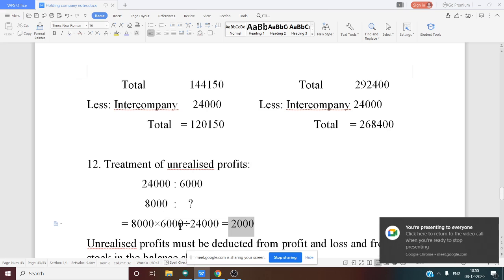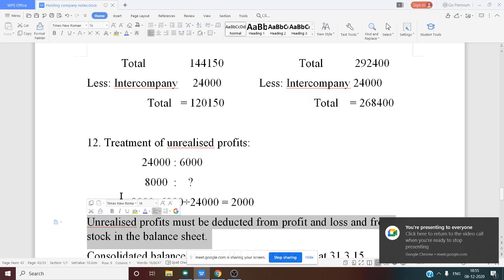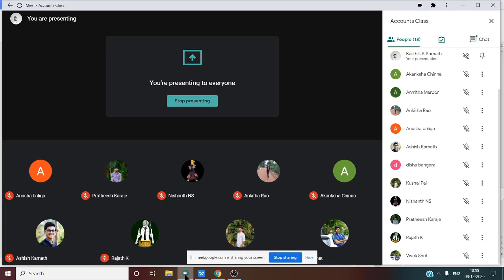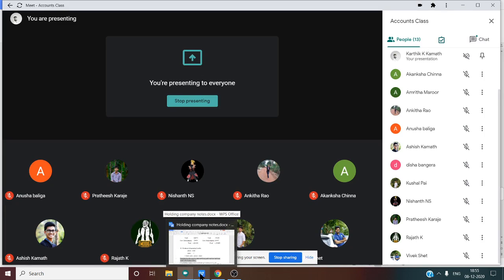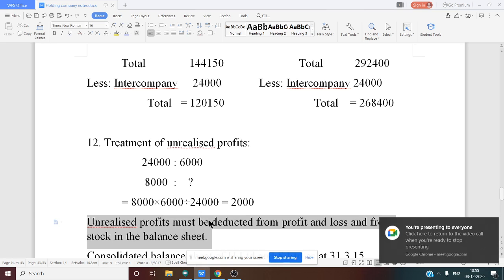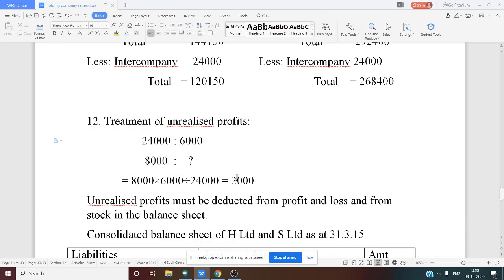So this unrealized profit, what do we have to do? We have to deduct it from the profit and loss account, and from stock also we have to deduct unrealized profit in the balance sheet. So there is a two-way deduction. One is an asset side deduction in the consolidated balance sheet, and the other is a liability side deduction in the consolidated balance sheet. So this is about working note number 12. Yes. So finally we are done with all the working notes. Working notes 1 to 12 we have done.